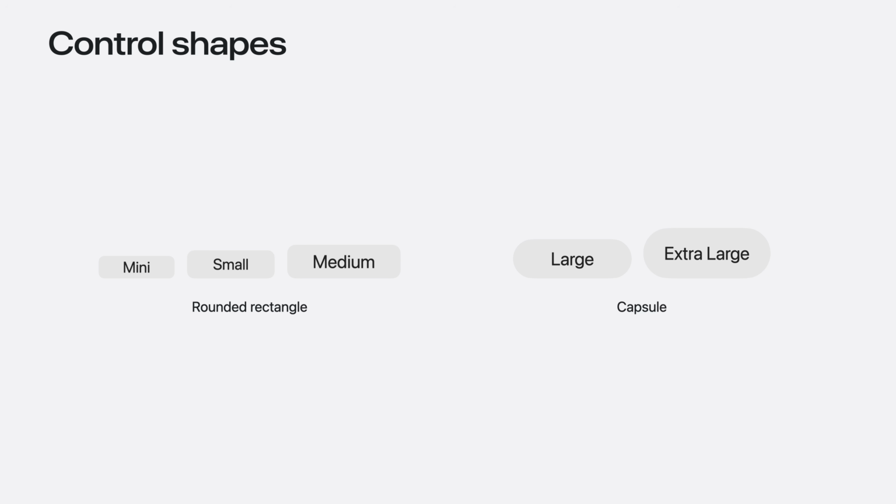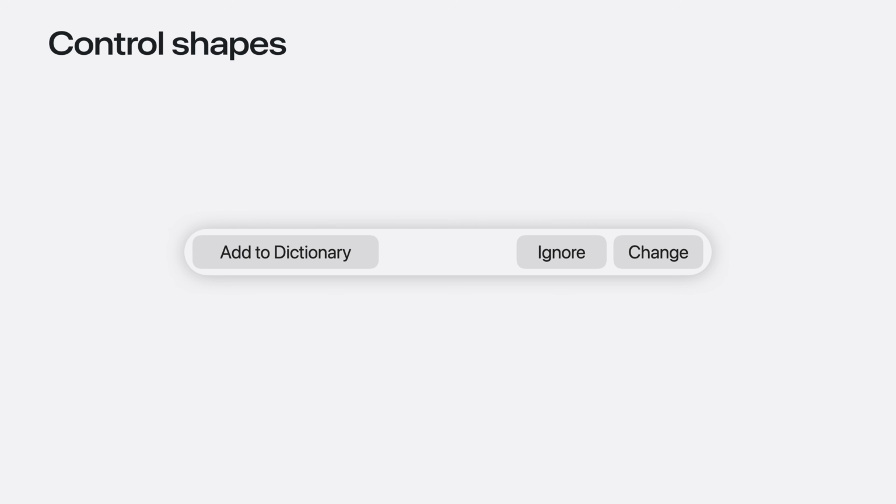The new design system introduces some new control shapes as well. The mini through medium sizes retain a rounded rectangle shape, which enables greater horizontal density, while the large and extra large sizes round out into a capsule shape, making use of all that extra space. To achieve concentricity in your custom designs, you can override the preferred shape of a control. In this example, I've built a custom callout bar for spell checking, using medium-sized controls. The container for the bar has a capsule shape, but it doesn't fit well with the rounded rectangle controls inside.